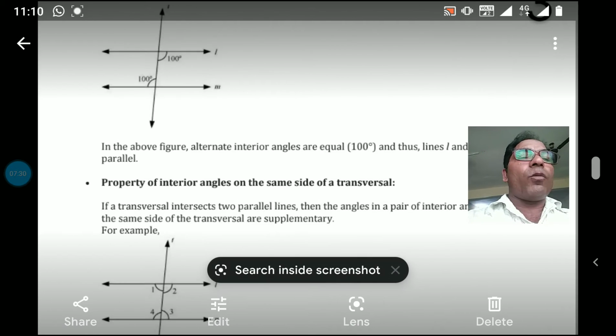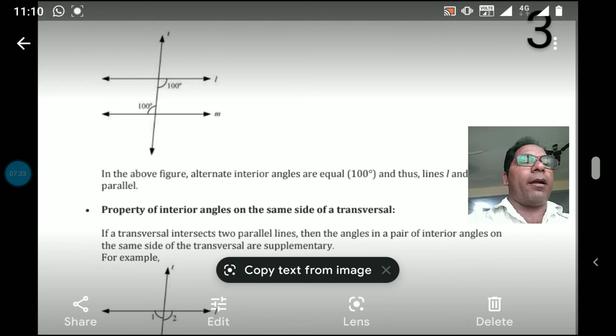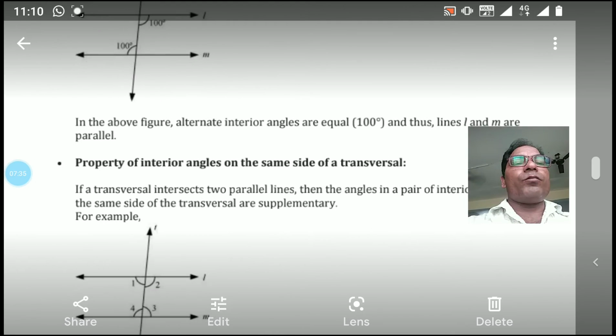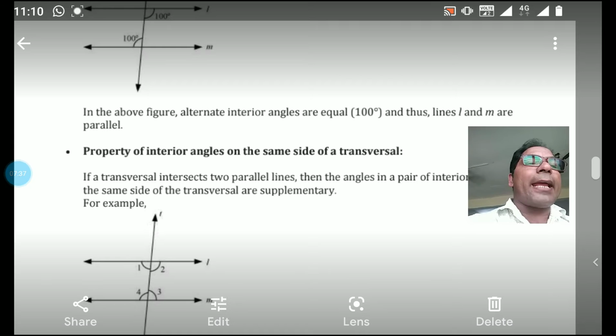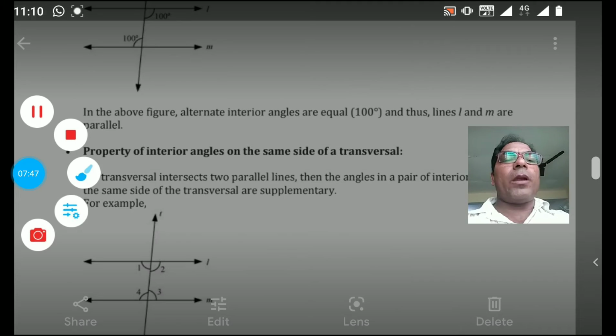So it was the axiom. Student, please watch this video continuously, then only you can understand. Now, property of interior angles on the same side of a transversal. What are the interior angles on the same side? I am going to explain with the diagram.